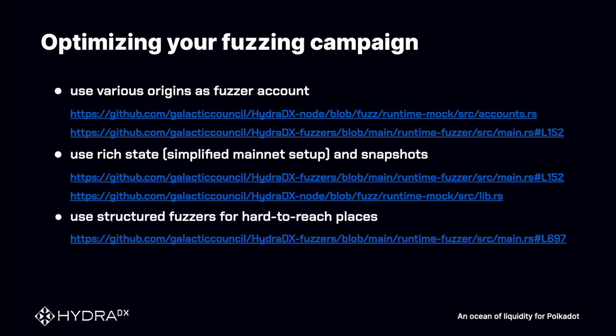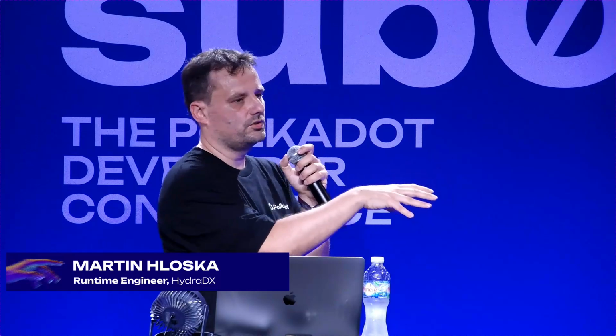But for our case, it was a little bit different, because we cannot really set up Hydra with the initial states that we want to fuzz against. We want to set up the OmniPool, we want to set up the stableswap pools, and we cannot really do it with the Genesis. So we developed a little tool which takes a snapshot of the mainnet, simplifies it, and saves it as snapshot externalities on disk, and the fuzzer will load them and use that as an initial state to fuzz against.